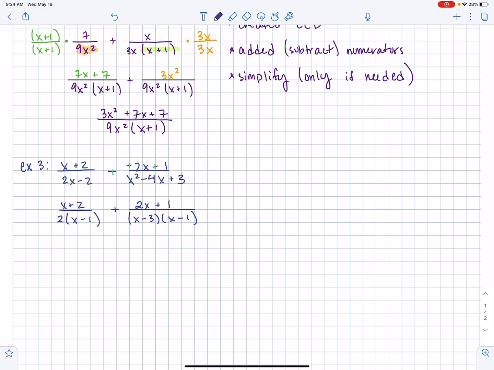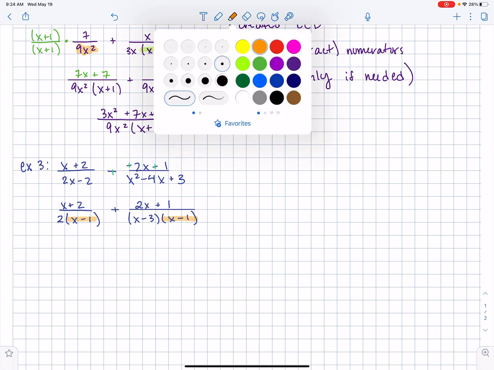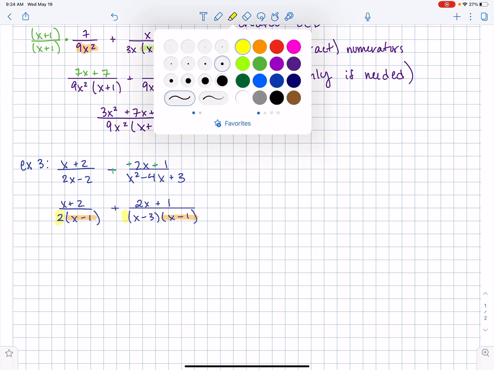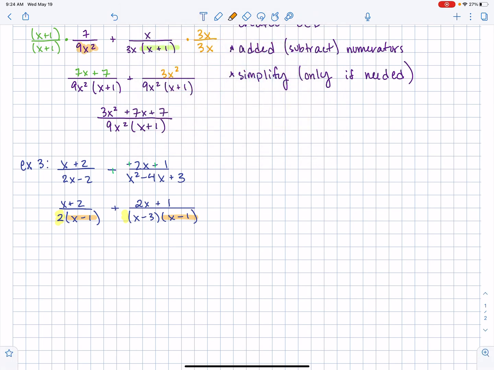All right, now we have to look at these factors. I like to highlight them just so that we can see what we have for both sides. We have an x minus 1. X minus 1 is in both of them, so we don't need to multiply by that. But we do have a 2, so I'm missing a 2 over here, meaning I need to multiply it by a 2. And then the next one here, let's use green, is an x minus 3. So we're missing an x minus 3 over here.